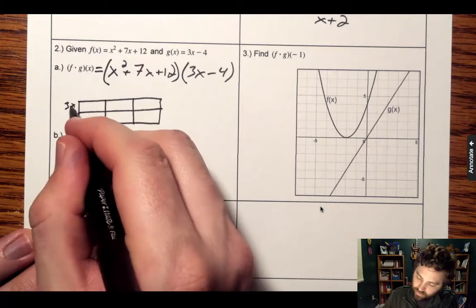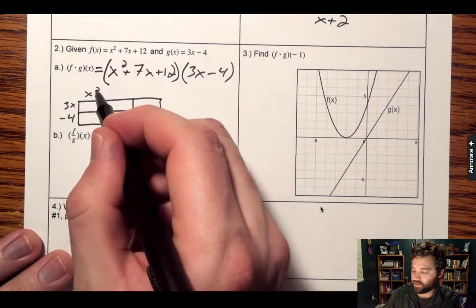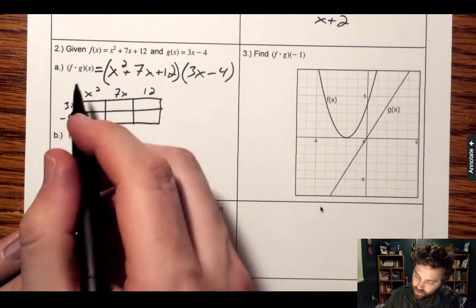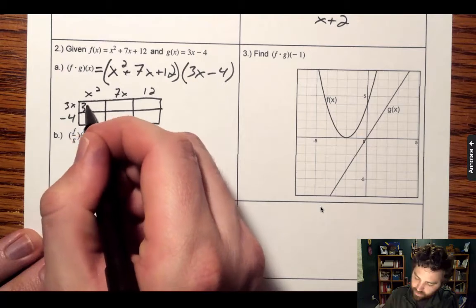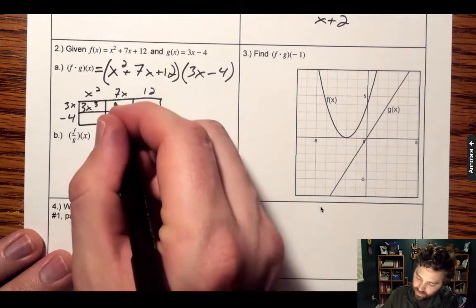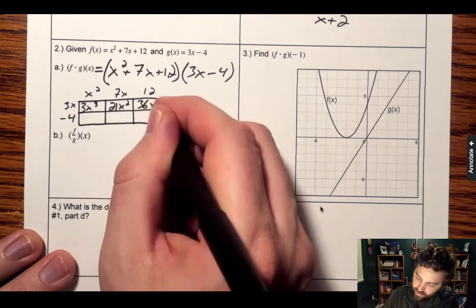So 3x, negative 4 here, x squared plus 7x, positive 12 across the top. So I'll have 3x times x squared, that's 3x cubed. 3x times 7x, that's 21x squared. 3x times 12, that's 36x.